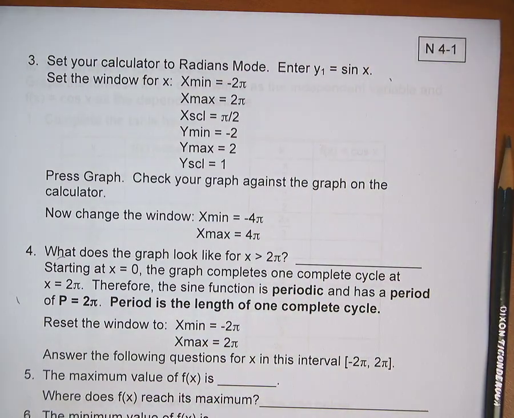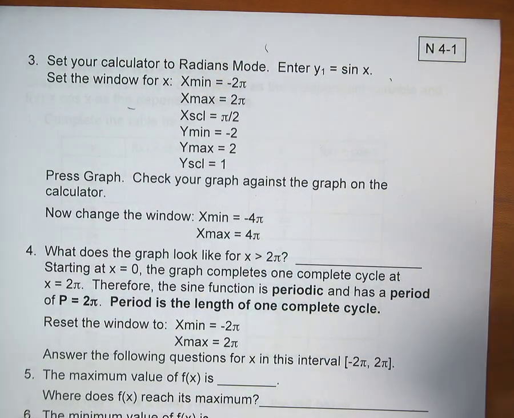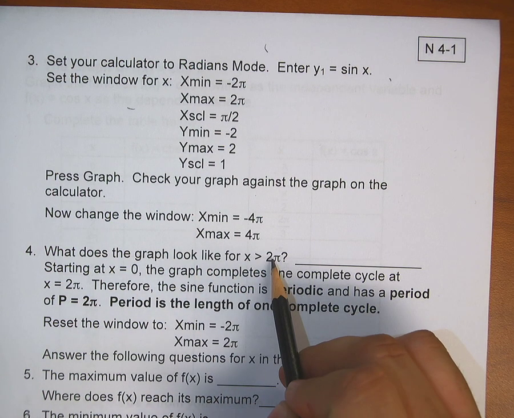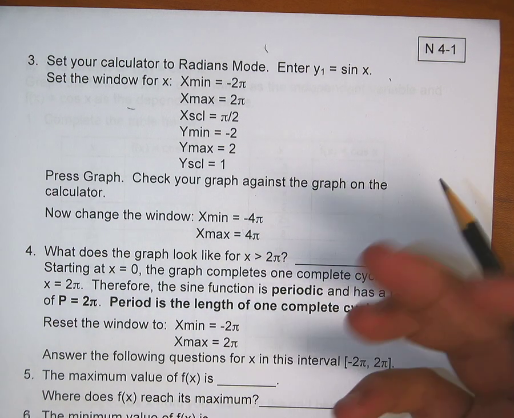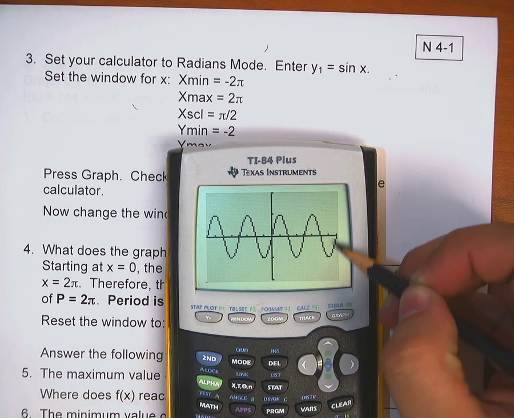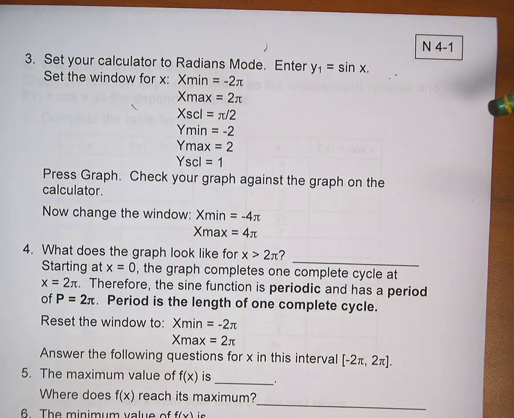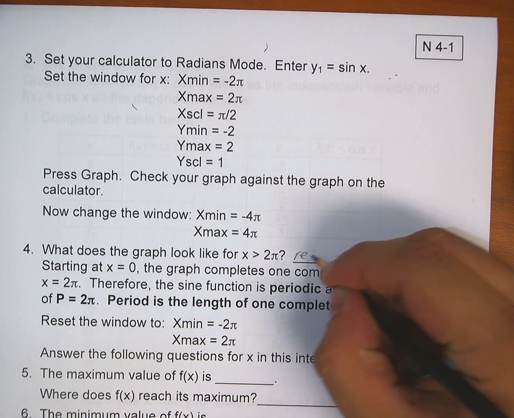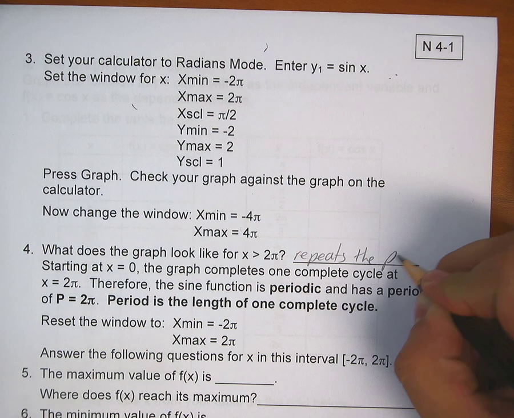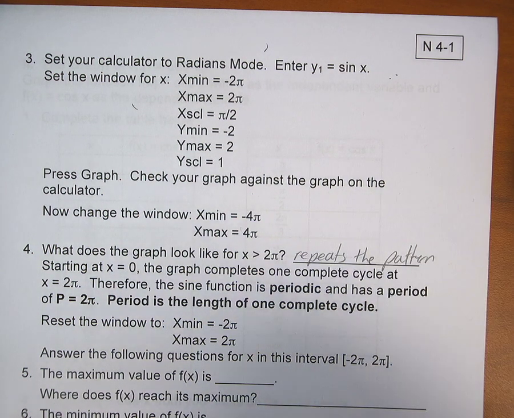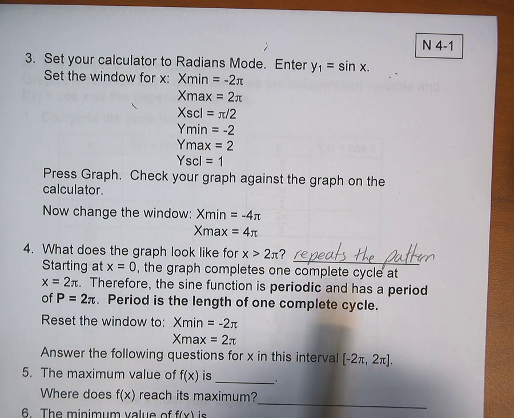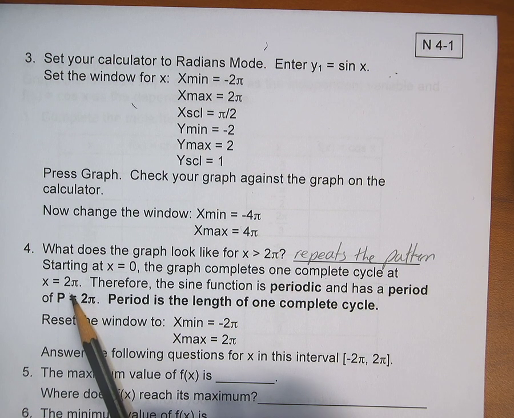So let's look at some questions it's going to ask us about this graph. What does the graph look like for x greater than 2 pi? So out here at 4 pi, what was it doing? Well, here's 2 pi. What did it keep doing? It kept repeating, right? It repeats the pattern. Starting at x equals 0, the graph completes one complete cycle at x equals 2 pi.